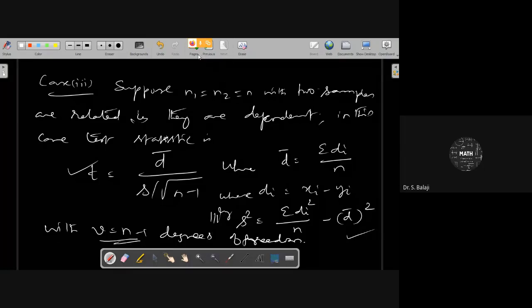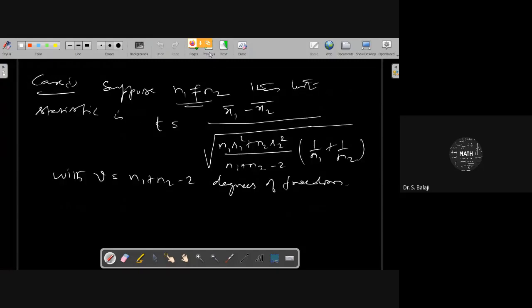So we have three different test statistics if you want to check the difference between two sample means, x1 bar and x2 bar. The first one is n1 not equal to n2, taken from different populations with different sizes. Then you use x1 bar minus x2 bar with n1 s1 square plus n2 s2 square, with n1 plus n2 minus 2 degrees of freedom.